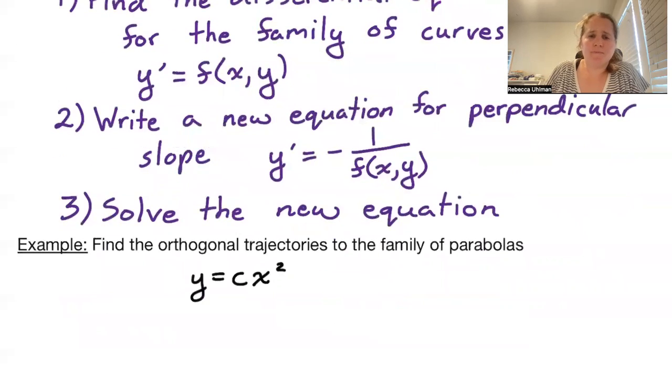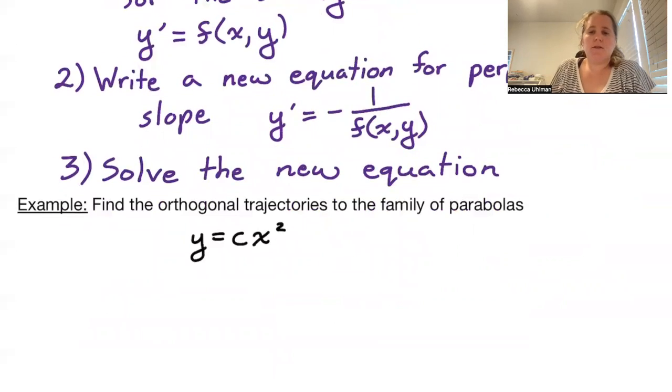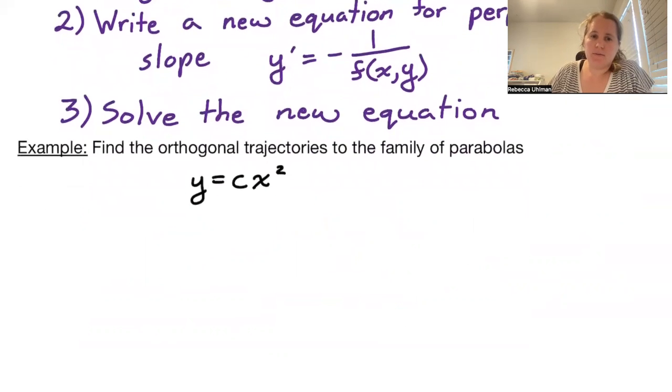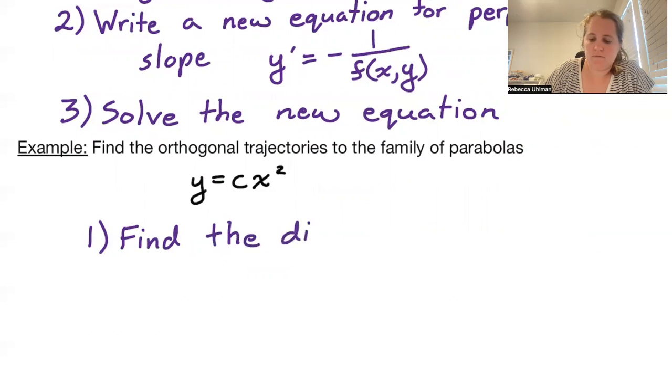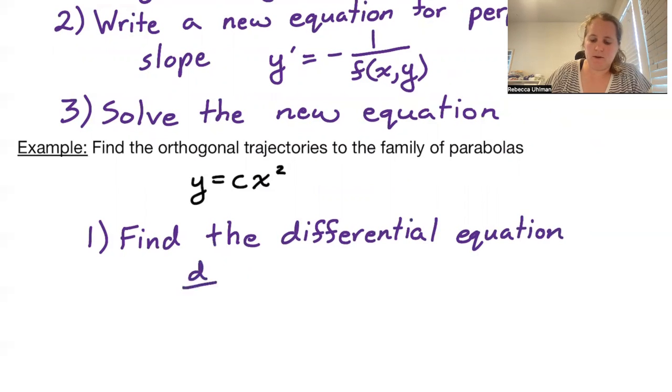So let's consider orthogonal trajectories to the family of parabolas whose vertex is at the origin. So we're looking at y equals cx squared. The first thing again is to find the differential equation. So we're going to just differentiate the equation with respect to x.